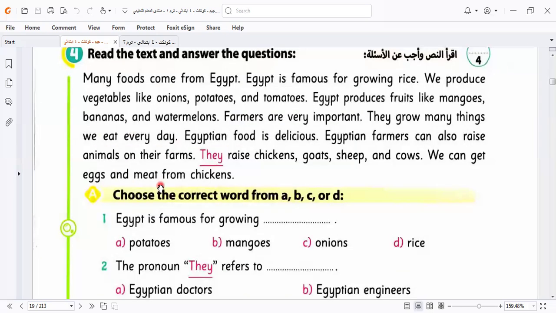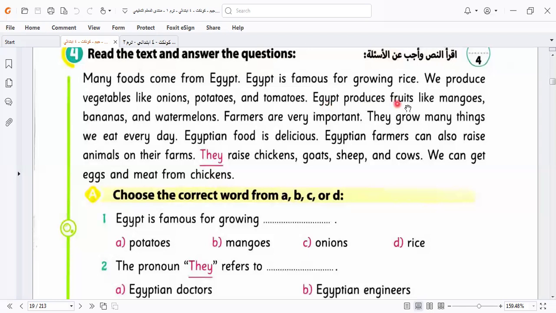Okay, I will repeat the text again so you can listen and understand it clearly again with me. Many foods come from Egypt. Egypt is famous for growing rice. We produce vegetables like onions, potatoes, and tomatoes.